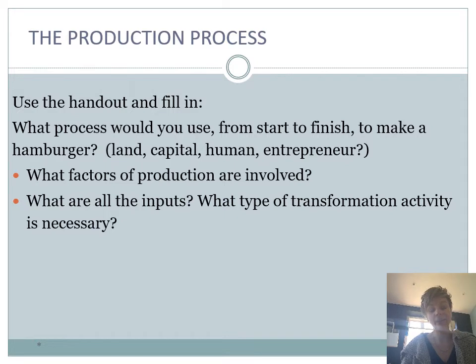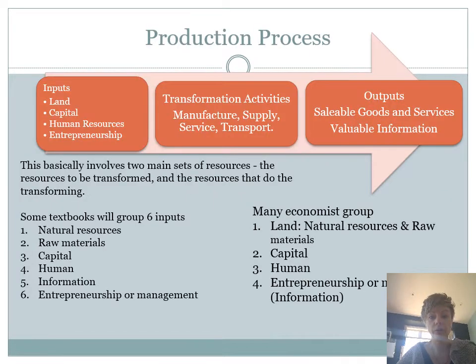And then think about what factors of production are involved. So what are the input resources? What are all the inputs? And what transformation activity is necessary? So what is happening? It's the same type of thing if you think about the factory videos that we watched last time, the ones about the hot dog. In this instance, you're actually making a hamburger. What is the process that you use?